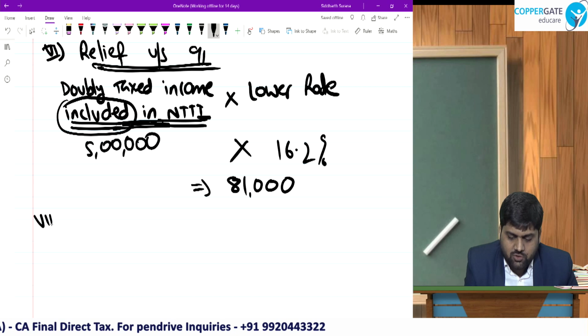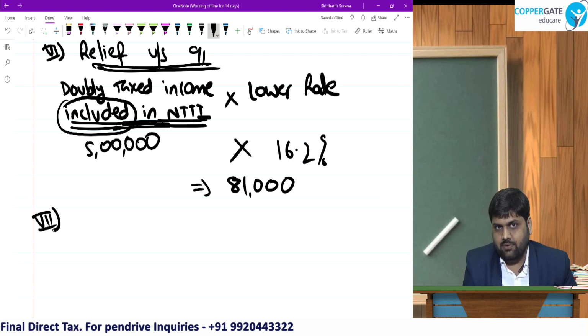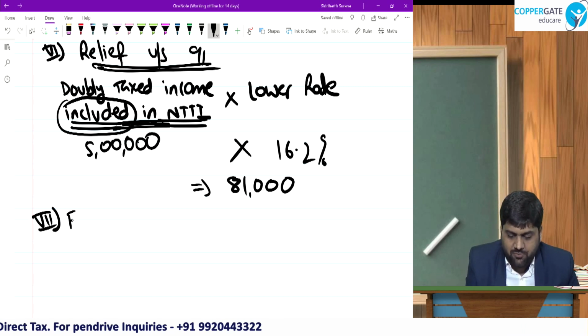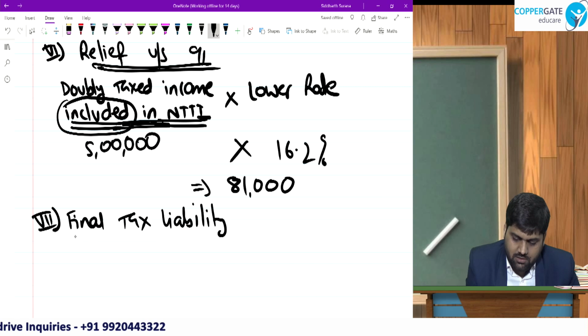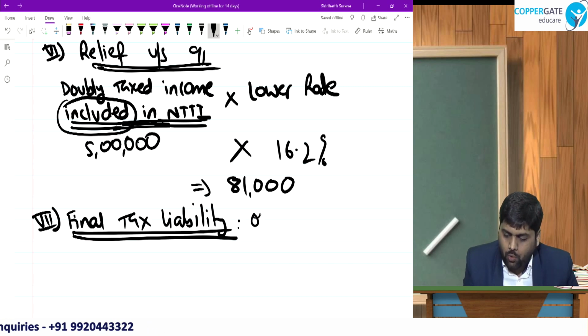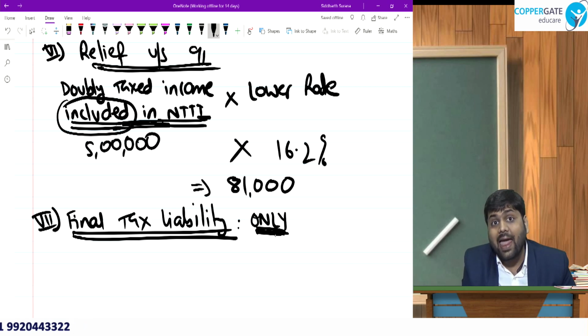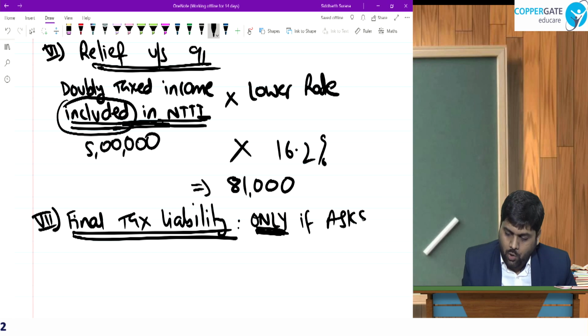After this, there is going to be a final step. But this final step, that is your final tax liability, you will be doing only and only if asked. Only if you are asked.